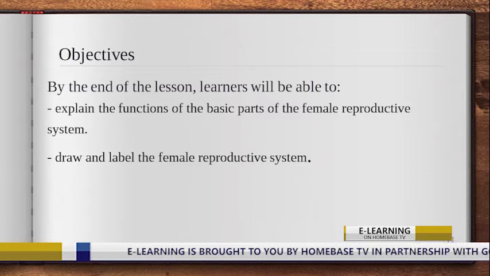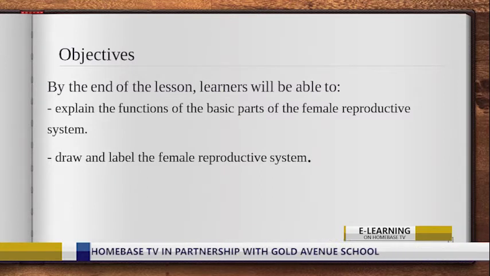Let's have a look at the objectives for today's lesson. By the end of the lesson, learners will be able to: 1, explain the functions of the basic parts of the female reproductive system. 2, draw and label the female reproductive system.